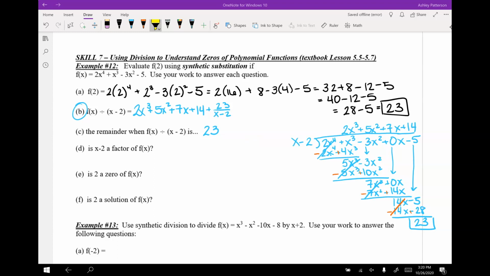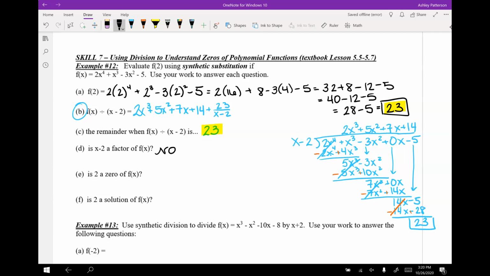We shall see. But yeah, when we substituted 2 into the given function, the output was 23. What's the remainder? 23. This is called synthetic substitution. You can substitute in a possible value that is generated from a linear factor to see if a remainder exists. Since the remainder did exist, it is not a factor. x minus 2 is not a factor of f of x.